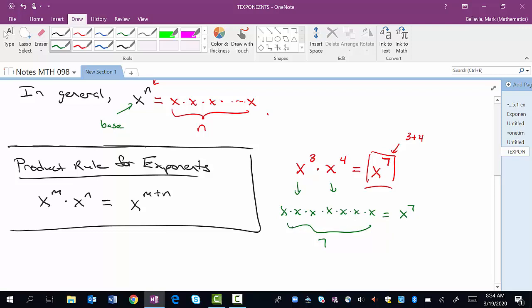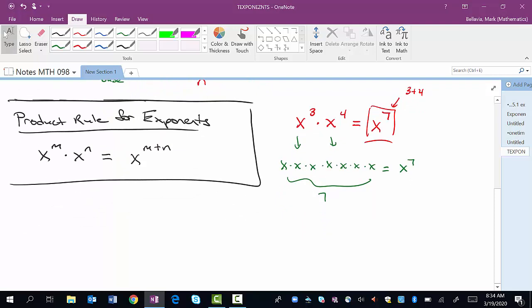You wouldn't want to write this all out every time like I just did here. You want to use the rule as a shortcut, because as soon as these exponents get large, it's easier to work with if you just know the rule where you add the exponents together. So let's work on a couple examples.